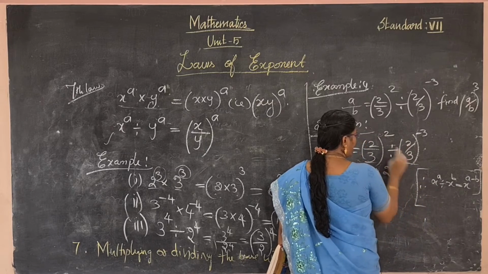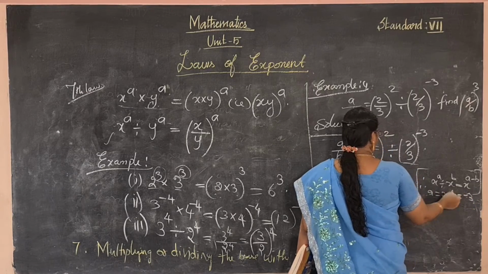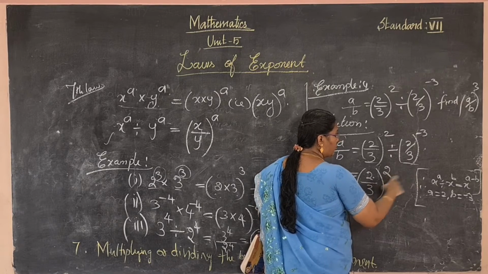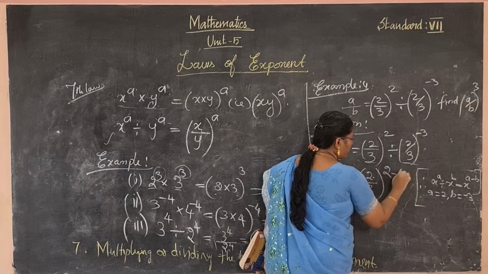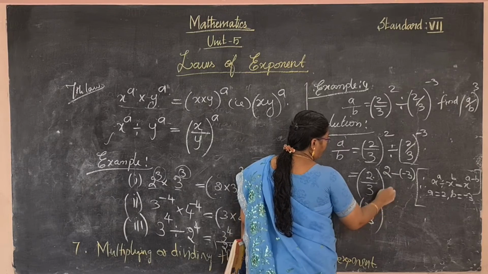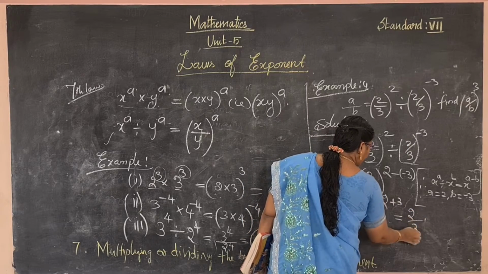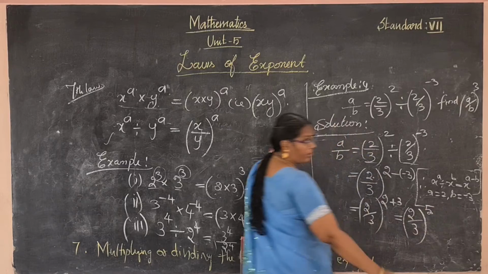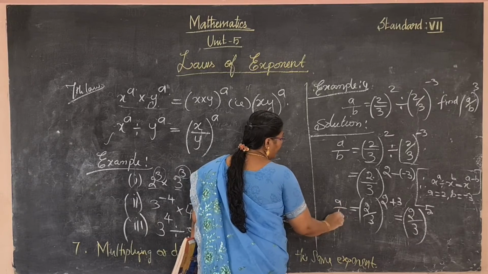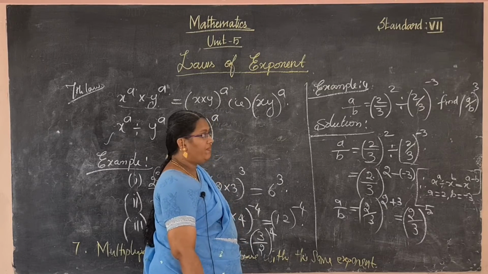Here what is the value of a? a is equal to 2, b is equal to minus 3. Now substitute in this formula. x value is 2 by 3, a value is 2 minus b value is minus 3. So 2 by 3 the power of 2 minus into minus, plus 3. So what we get? 2 by 3 the whole power 5. Now we have found only the a by b value. We have to find out the value of a by b the whole power 3.